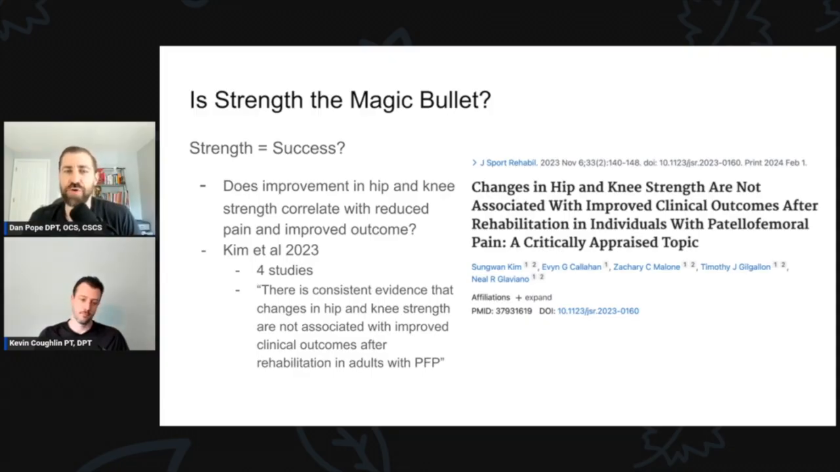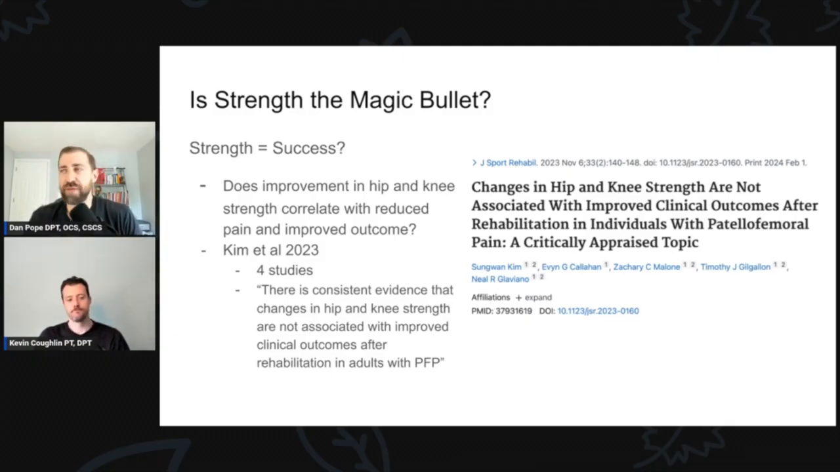Changes in hip and knee strength are not associated with improved clinical outcomes after rehabilitation in individuals with patellofemoral pain, a critically appraised topic. So this is interesting too, because it comes down to our basic science and basic understanding of why exercise is helpful for folks. One of the biggest reasons folks will say exercise is helpful is because you have weakness and we're strengthening, and then we have increased strength, and that's why your pain goes down, right? Well, this study didn't show that, and we're seeing more of this research all over the place. There's quite a bit of this research in rotator cuff related pain. So folks go through an exercise program, their pain goes down, or their pain doesn't change whatsoever, right?